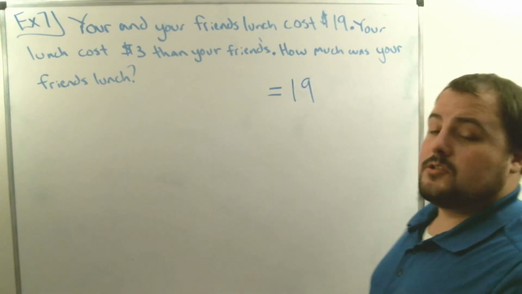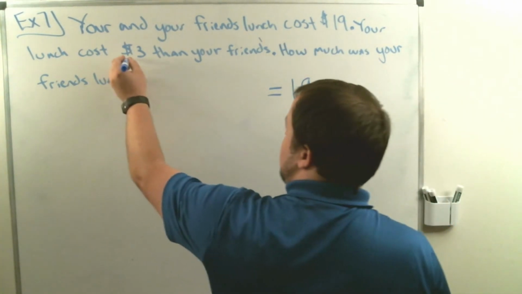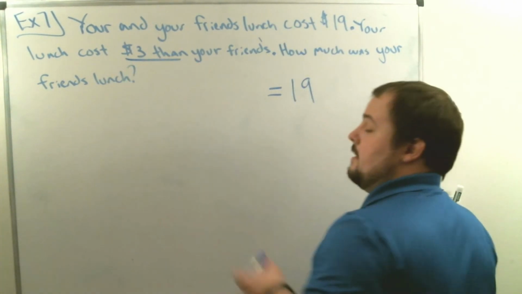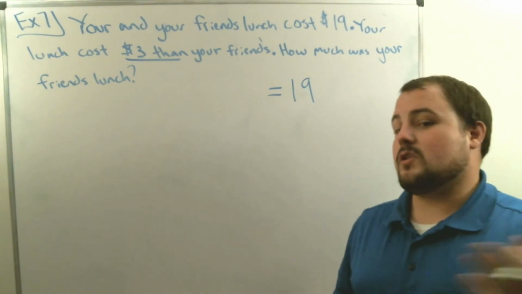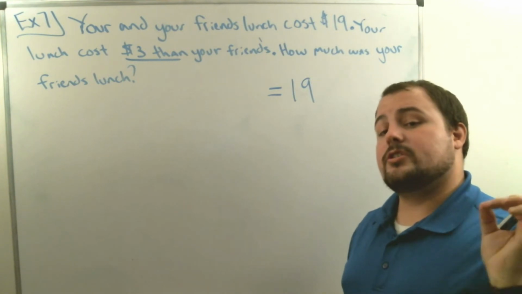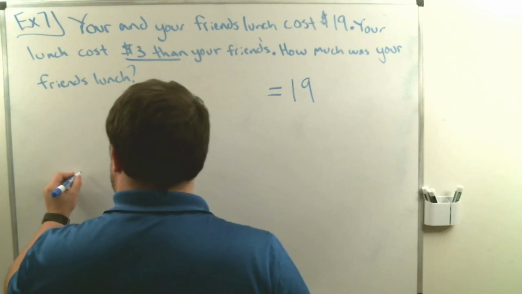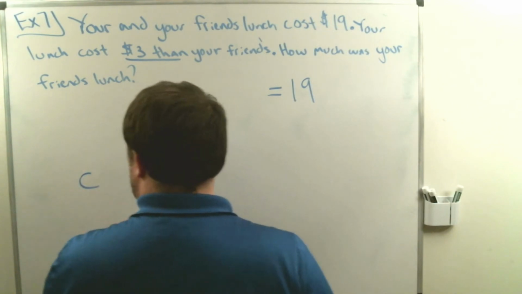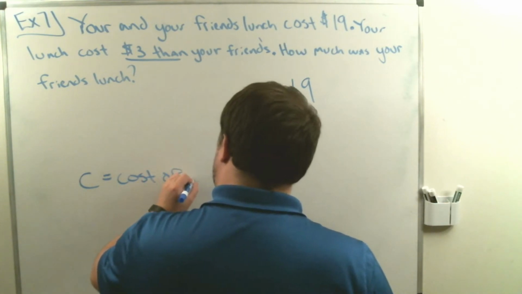It says your lunch costs $3 more than your friend's. So we know that it's going to cost $3 more than your friend's. How much was your friend's lunch? So right now, we don't even know how much our friend's lunch is, but we do know that our lunch costs $3 more than our friend's. So what we would do is we would say that maybe C is the cost of our friend's lunch.